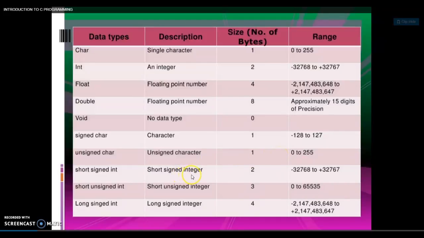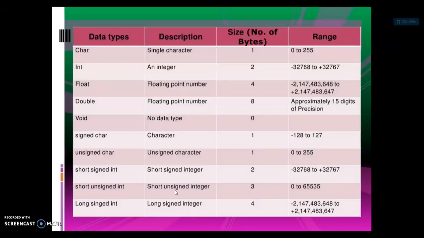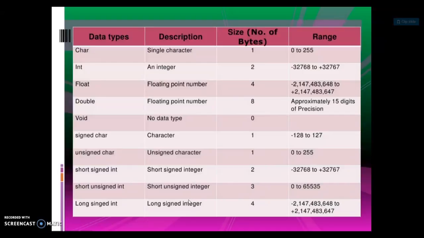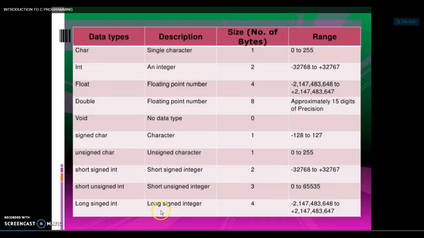Short signed integer take 2 byte space in memory, and range of short signed integer is -32768 to positive 32767. Short unsigned integer is used to store short unsigned integer values. It takes 3 byte space in memory, and range is 0 to 65535. Long signed integer is used to store long signed integer numbers, and it takes 4 byte space in the memory, and the range is -2147483648 to positive 2147483647.